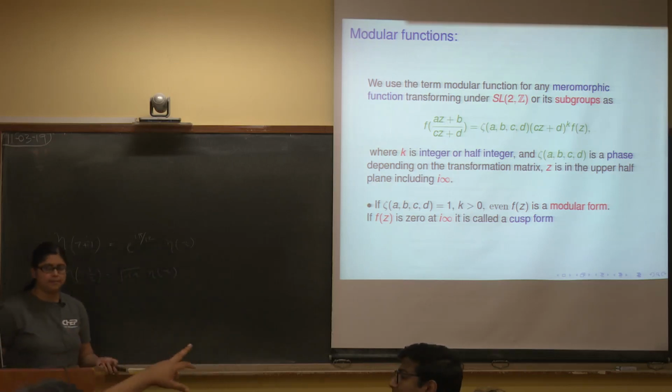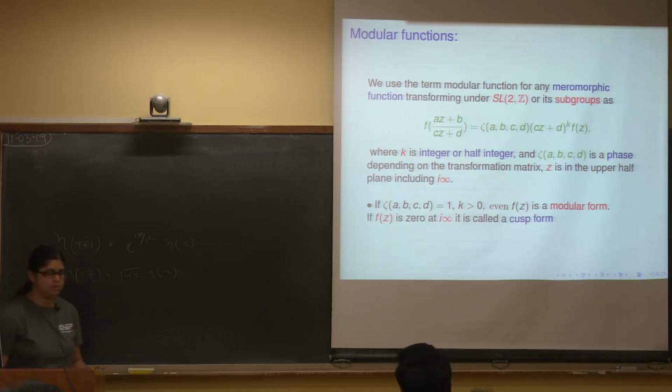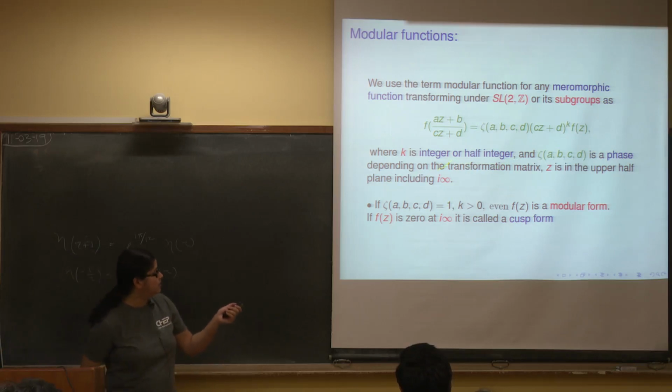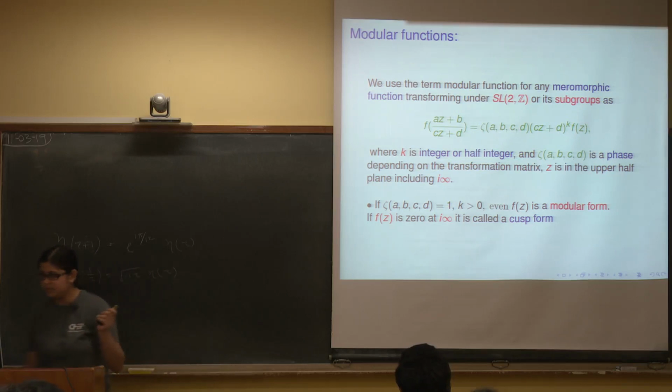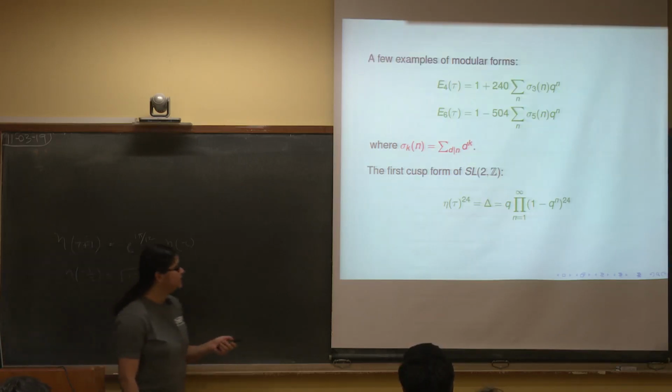What I was asking is a simple question. The zeta could be a priori a function of tau, right? No, no. Zeta is actually a phase, not a function of tau, but a function of a, b, c, d. So it never involves tau? No. This tau, now I have written it as z, that part comes in only in the weight. And if f(z) is 0 at infinity, then it's a cusp form.